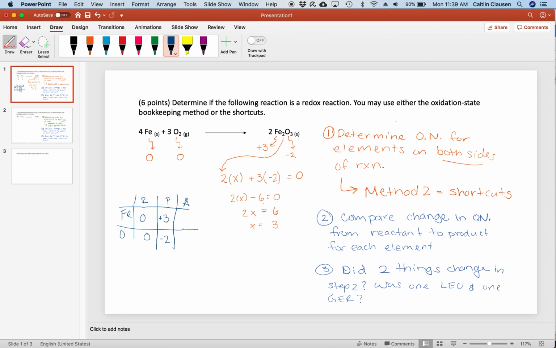The change from reactant to product for iron, it went from neutral to positive. That means it lost electrons. Lost electrons is oxidation. For oxygen, it went from neutral to -2. That means it gained electrons. That's a reduction. This is step 2. This is step 1.